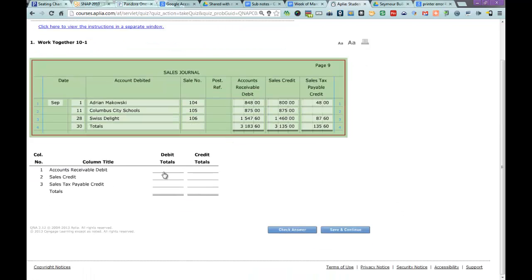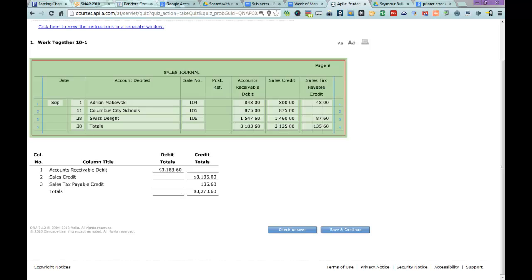I need to prove my journal. Accounts receivable debit total 3,183.60. Sales 3,135. Sales tax is 135.60. I think I've made a mistake.